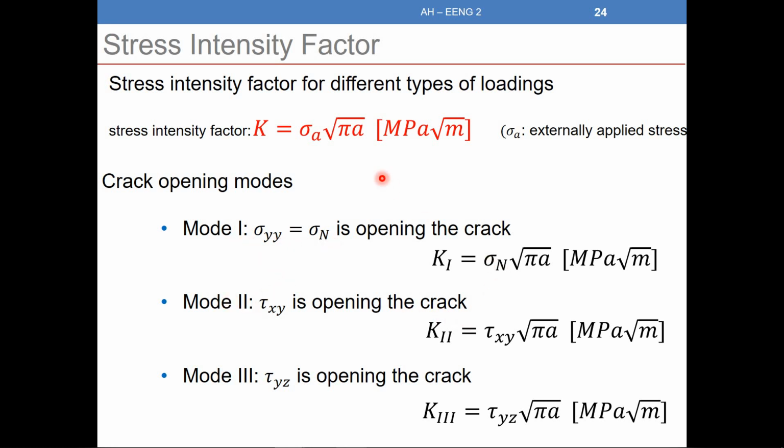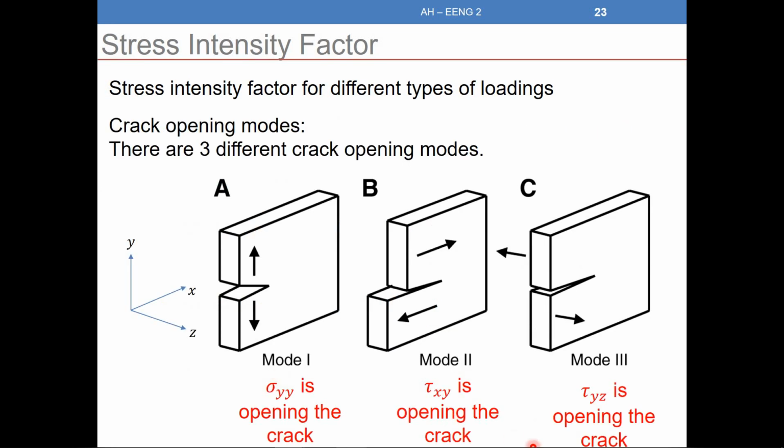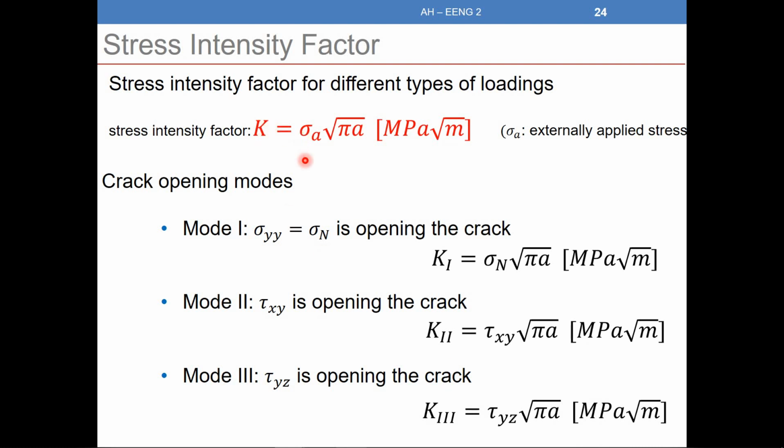In mode 2, the applied stress will be equal to tau xy, and in the third mode, the applied stress, as we found here, is different again. So every time, depending on the mode that I have, the applied stress will be different. That's the only idea here: when we say applied stress, it depends on the case that I have. It's not always a normal stress, or always in the same direction. So that's the idea here.